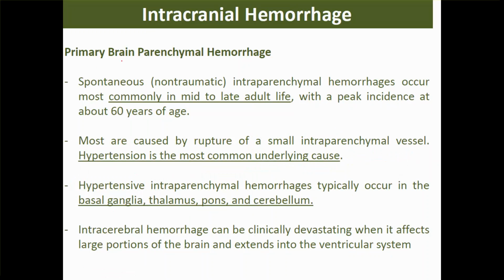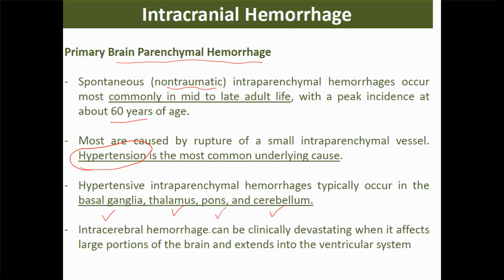Primary brain parenchymal hemorrhage. So this is the hemorrhage which is occurring inside the brain. Spontaneous, non-traumatic. It's not related to trauma. Intraparenchymal hemorrhages occur most commonly in mid to late adult life, with a peak incidence at about 60 years of age. Most are caused by rupture of a small intraparenchymal vessel. Hypertension is the most common cause. Hypertensive intraparenchymal hemorrhages typically occur in the basal ganglia, thalamus, pons, and cerebellum.